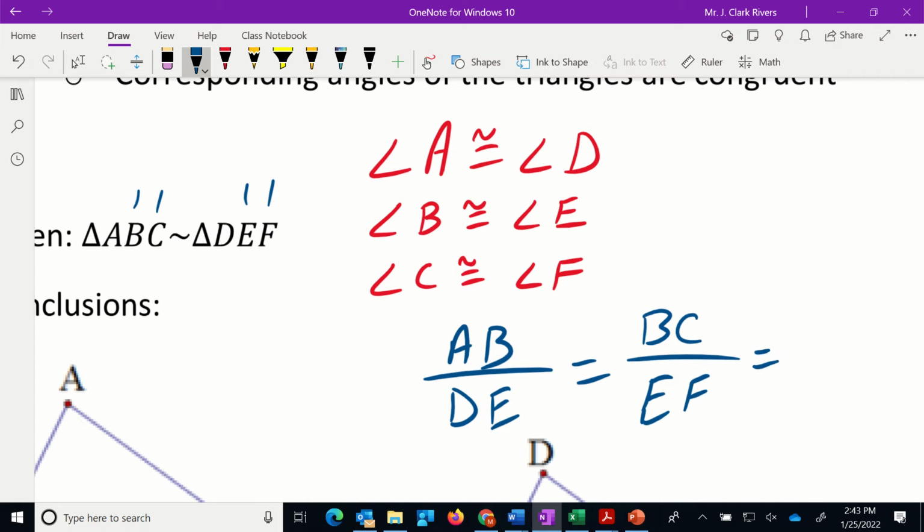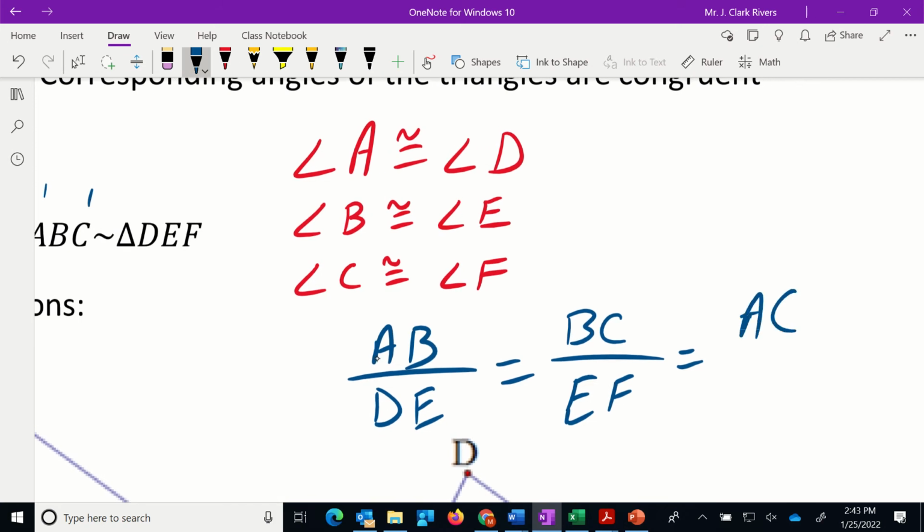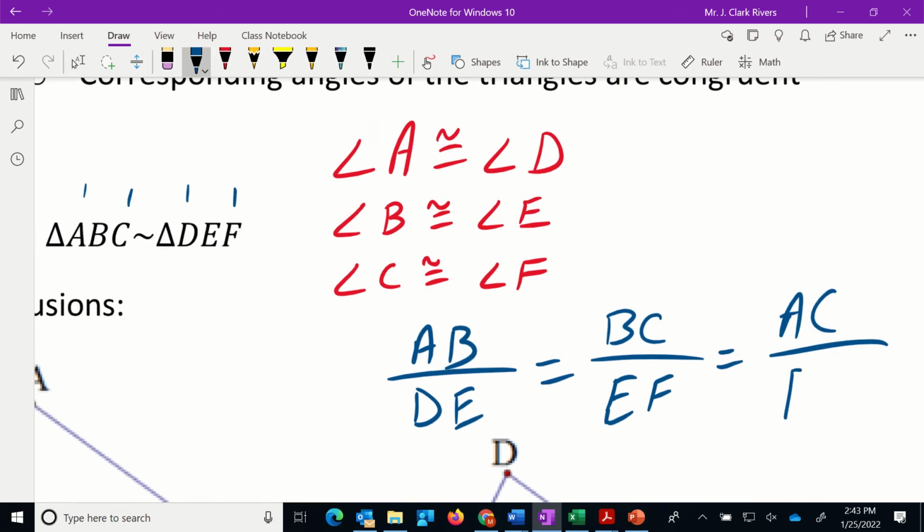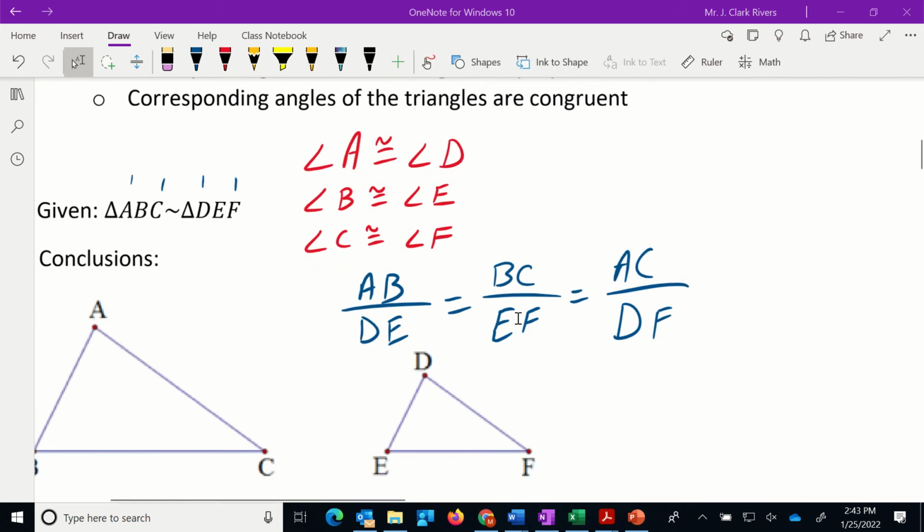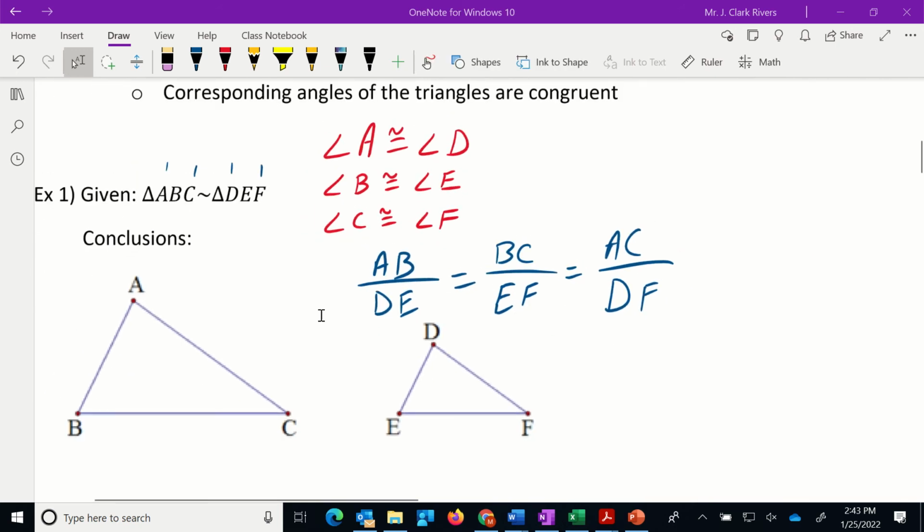And then finally, what's the last one in the numerator? AC, first and third, over DF, first and third. Oh, that's a bad F. There we go. All right, so there you go. That's the information we can conclude from that similarity statement.